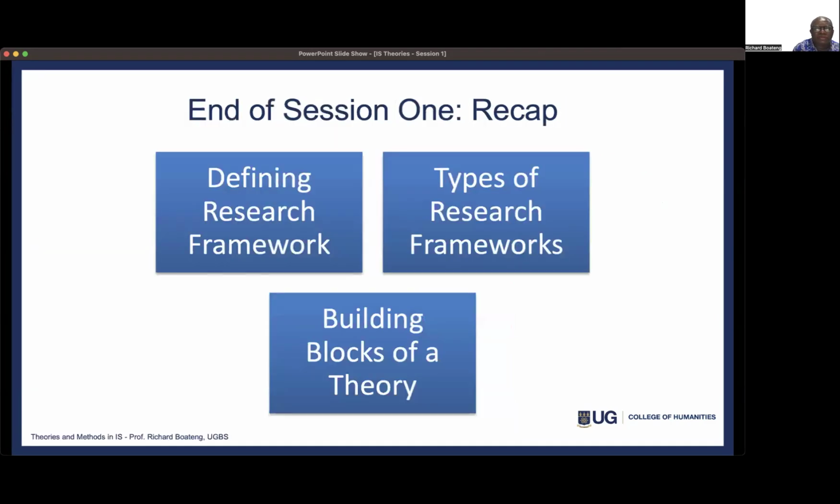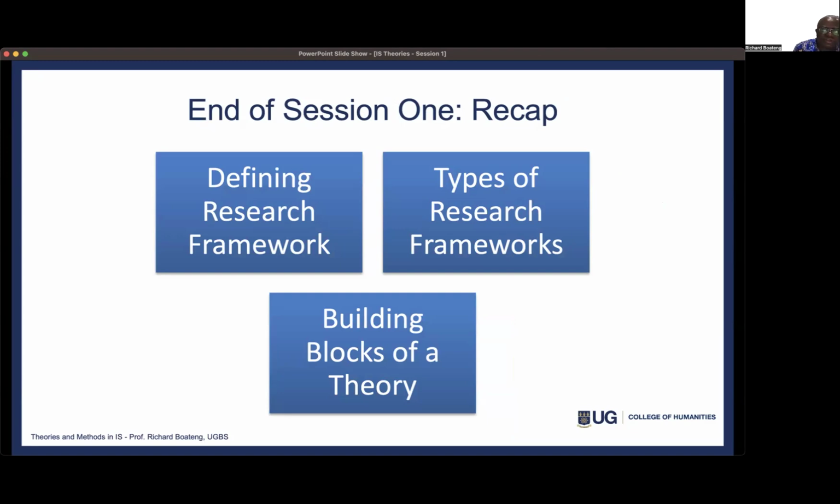Okay, so we have come to the end. Today we looked at defining the research framework, types of research framework, and the building blocks of a theory. What is interesting is that when you look at a paper, you can see this is a research framework, and you ask yourself, is it a schematic diagram built out of existing literature or built out of your readings? So these are things that I will ask about.